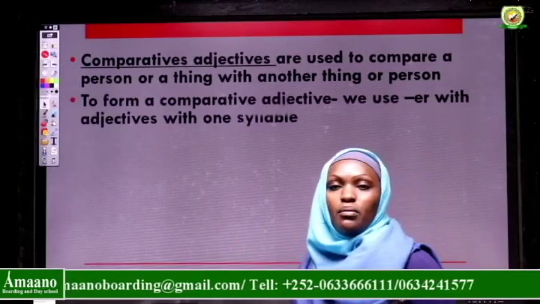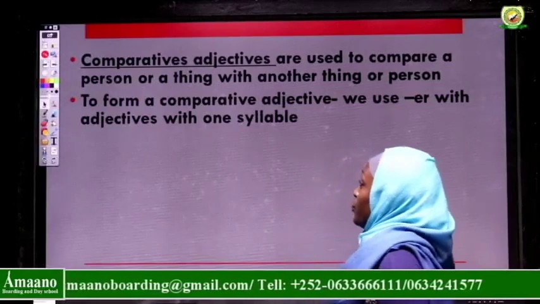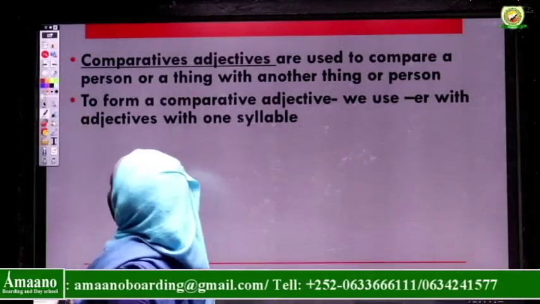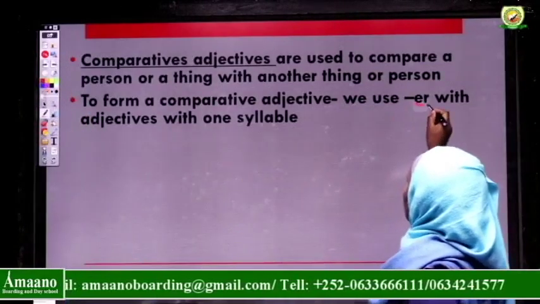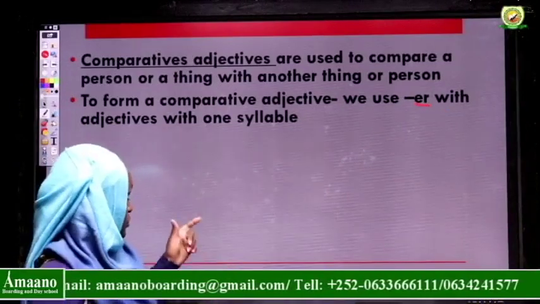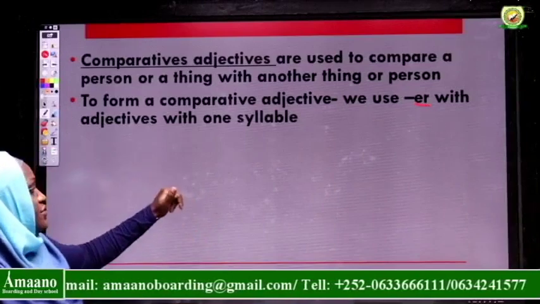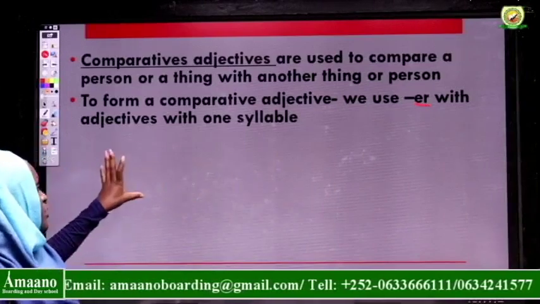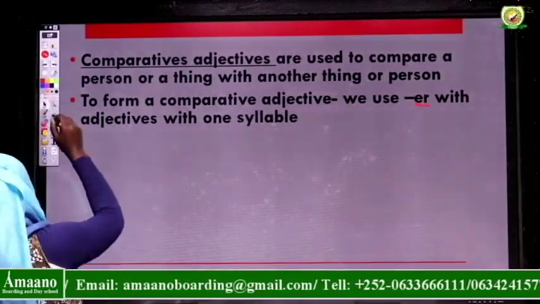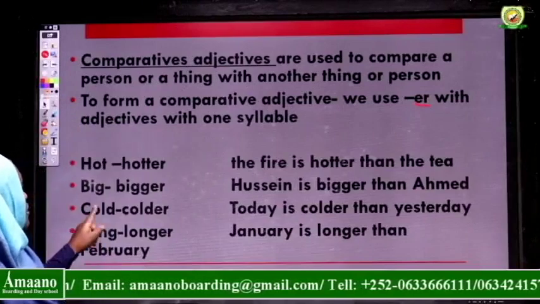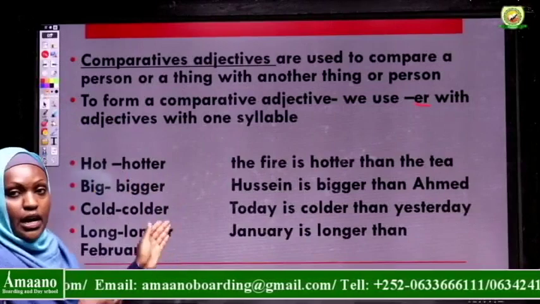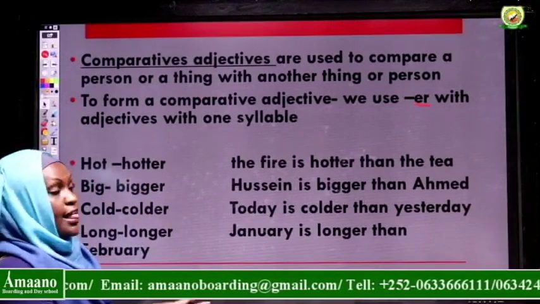Now, to form a comparative adjective, we use ER. We use ER with adjectives of one syllable. So, for you to have a comparative adjective, you have to use ER with adjectives of one syllable. For example, I have hot, hotter, like the way you are doing with the cup of tea and the fire.